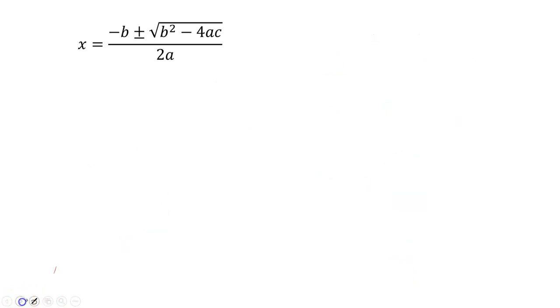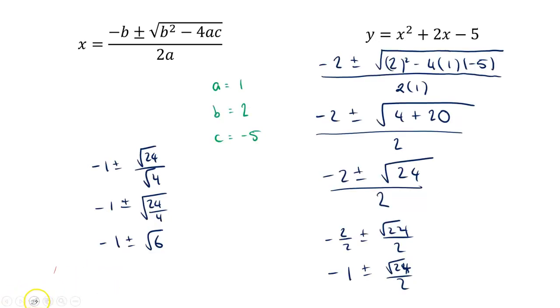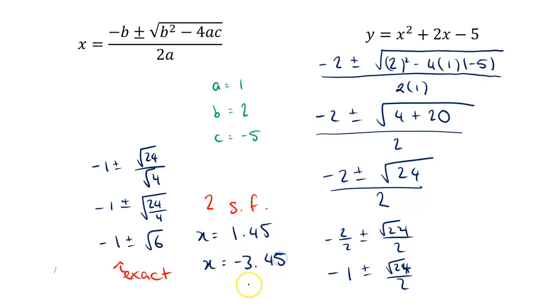So this is exact. So if you're asked for it exact, it's like so. And then if you want it to, let's say, 2 significant figures, then you would use your calculator, and your calculator will tell you that x is 1.45 or x is minus 3.45. And so either one of those two solutions is correct, depending on what the question asks you for.